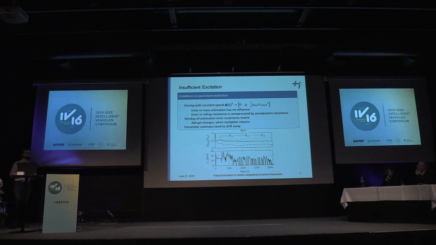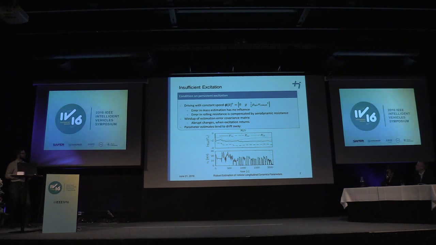The next problem is that we have phases where the excitation of the system is not fulfilled. For example, when we're driving at a constant speed, we do not have an acceleration. This is a problem because when you have no acceleration, the error in your mass does not have an influence on your estimation. So the vehicle can also be 10 tons, while the estimation could be 10 kilograms. When you multiply 10 with 0, then it gives 0. And the other problem is, at constant speed, the algorithm cannot distinguish between the constant resistance and the resistance dependent on the square of the velocity, because the velocity is also constant.